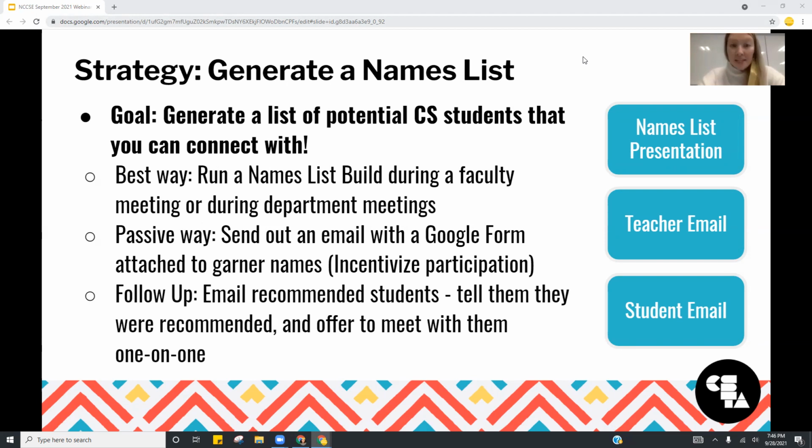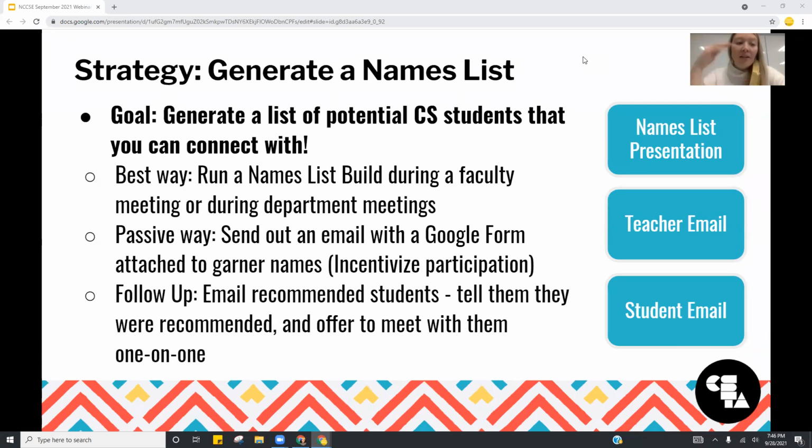Seeing qualities in them that align with our courses. If you don't have time to go to a faculty meeting or a department meeting, you might send out a Google form. And if I do that, I'm going to incentivize participation with something like, the department that gets the most names, I'm going to bring you donuts to your next faculty meeting. So incentivizing them to give us as many names as possible.